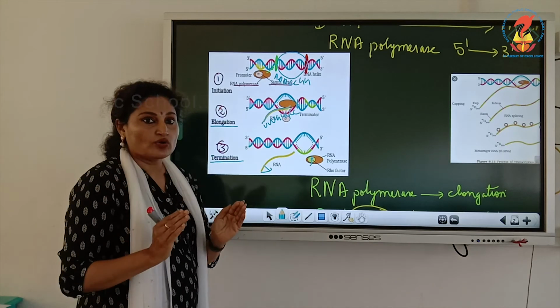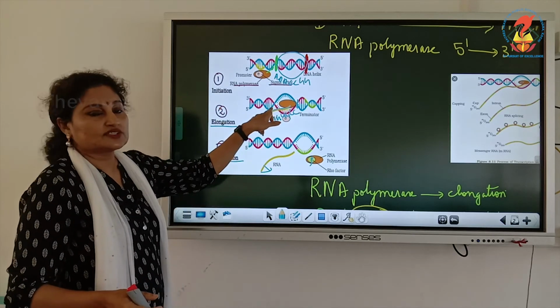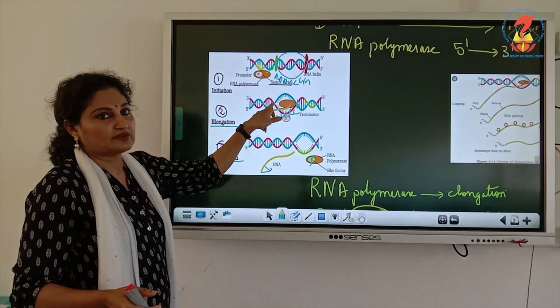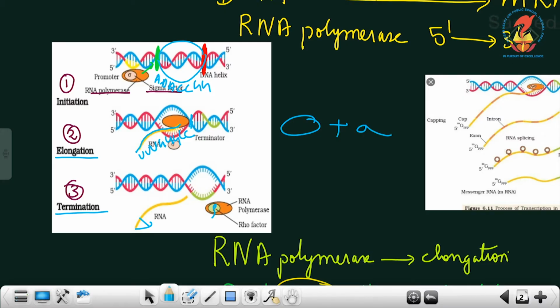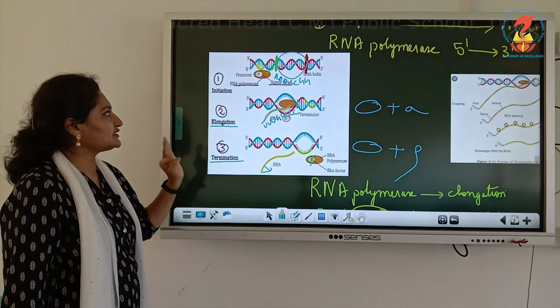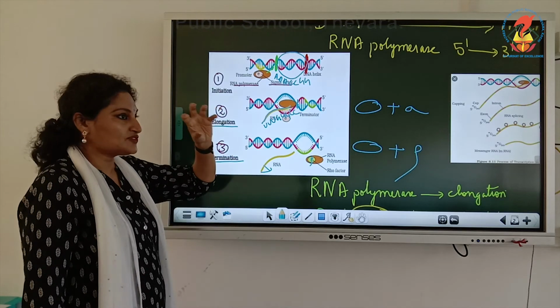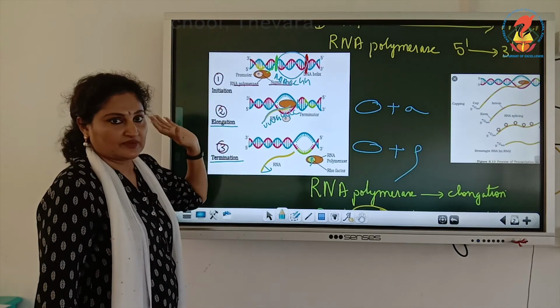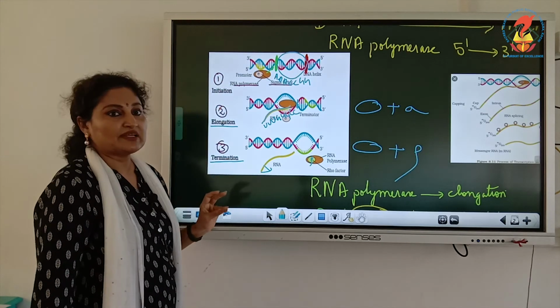RNA polymerase alone does the function of adding nucleotides, adding bases complementary to the strand which is running in the 3' to 5' direction. For it to initiate, it should get associated with which factor? Sigma factor. And for it to terminate, it should get associated with a factor called the Rho factor. That you should remember. So therefore, we can divide this into three steps: initiation, elongation and termination. In initiation, RNA polymerase binds with a sigma factor and this forms a holoenzyme which binds to the promoter. And once it binds to the promoter, unwinding occurs. Second step, elongation.